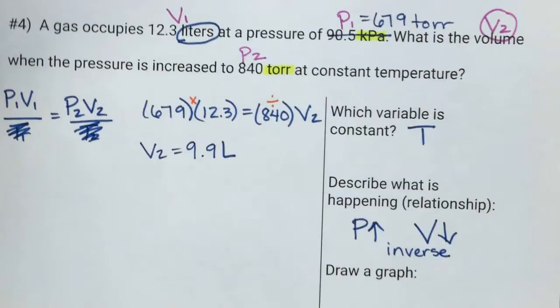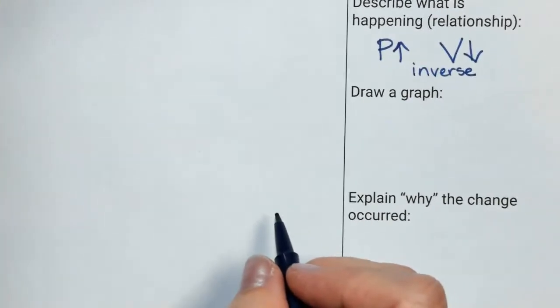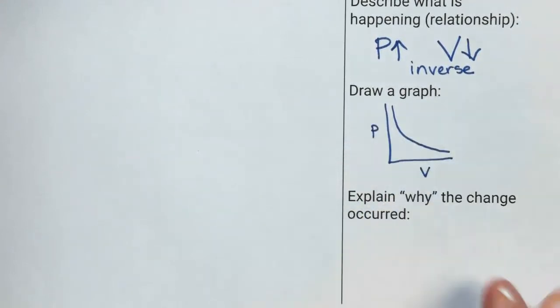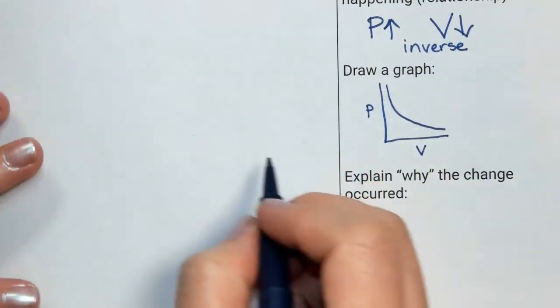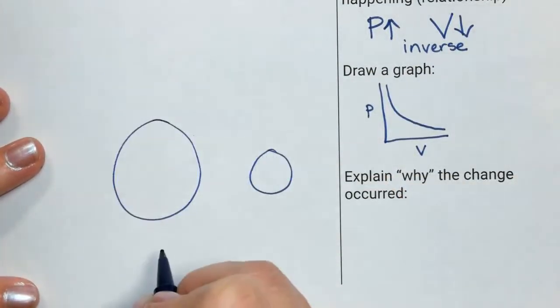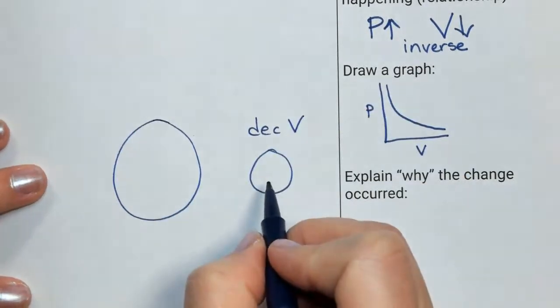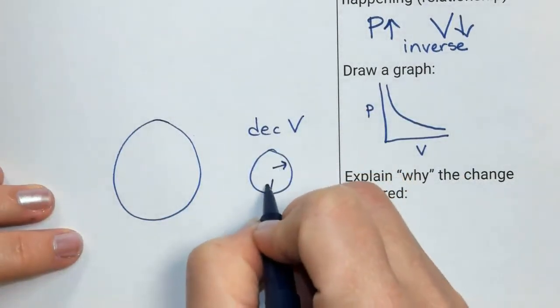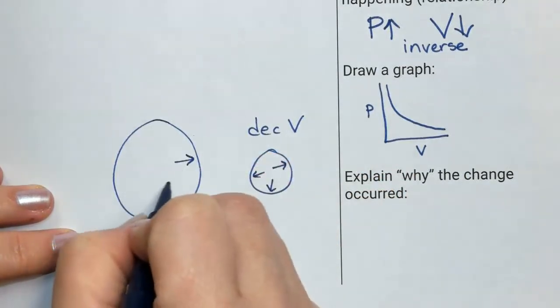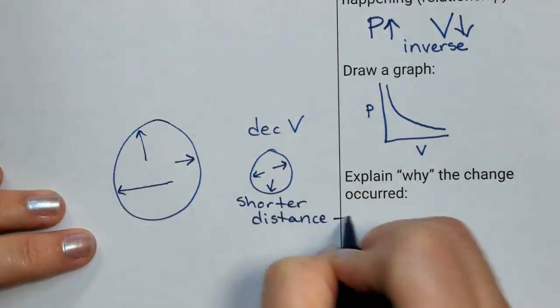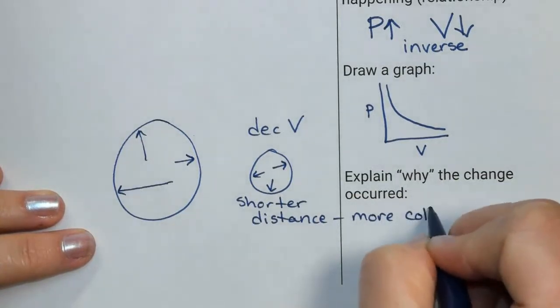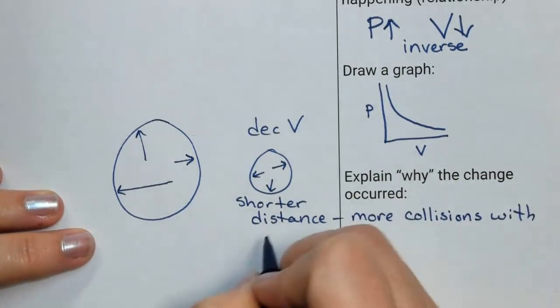Now, what does the graph look like of this inverse relationship? If I were to draw the graph, it would be a curve with pressure and volume on my axes. And then finally, explain why this change occurs. Well, as you decrease the volume, you have a smaller space, right? Decreasing the volume is going to create a smaller space, which means you're going to have more collisions with the container walls because the particles have a shorter distance to travel.